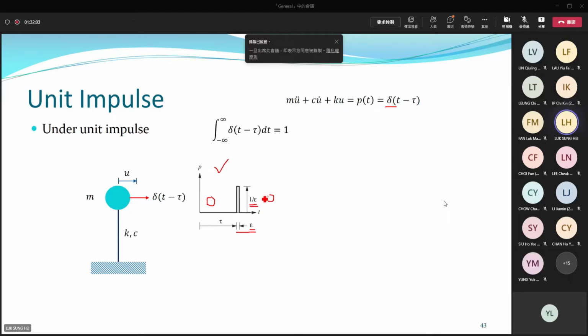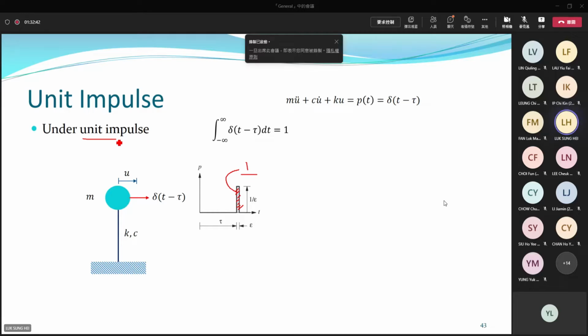If epsilon is a small number, then the amplitude of this force is very, very large: 1 over a small number, a big number. When you integrate the whole loading along the whole time domain, you get a value of 1. Integration means finding the area of the graph, right? The area of this vertical strip is equal to 1. That's why we call it unit impulse: the area of the pulse is equal to 1.